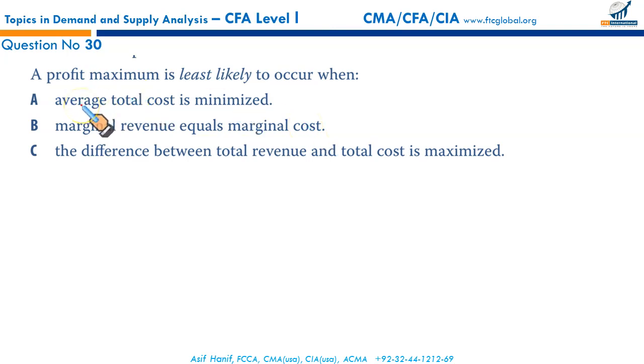It is not necessary that when average total cost is minimized, the firm will have the maximum profits. Because profit is the interplay of revenue and cost, not just the cost alone, revenue as well. So we can't just assume that at the minimum point of total cost, the profit is maximized. This is the point where the profit is maximized, when marginal revenue is equal to marginal cost.